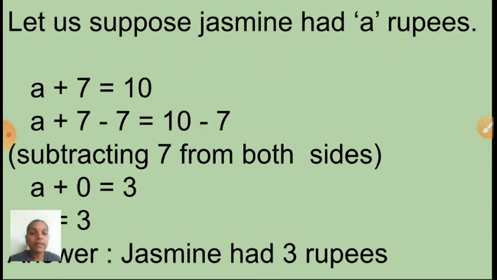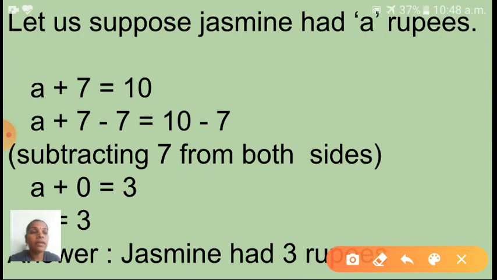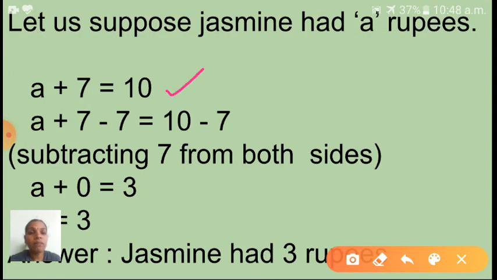Okay children, see here, let us suppose Jasmine had A rupees. See here, this one we have to find. This one I have taken as a variable, that is A. Okay, you can take X, Y, Z, any alphabet. Okay children, so let us suppose Jasmine had A rupees. This A value we have to find. So through the sum you will make a, yes, see here children, this one is that Jasmine had A rupees. So that starting, that is A plus mother gave her 7 rupees.